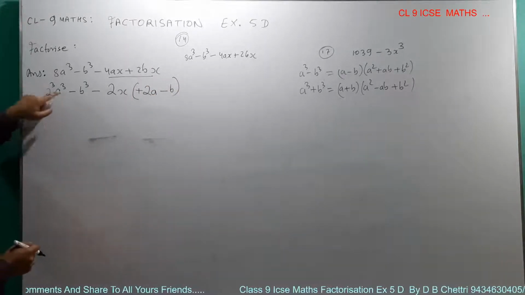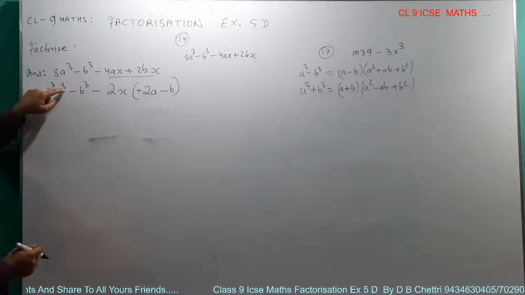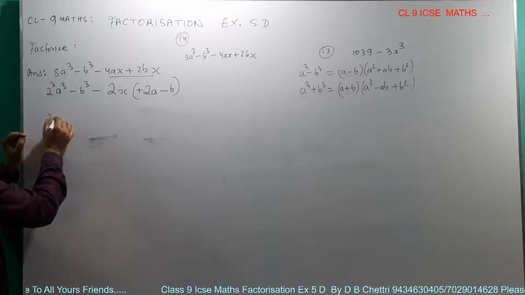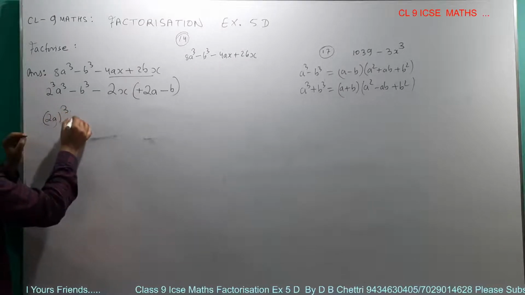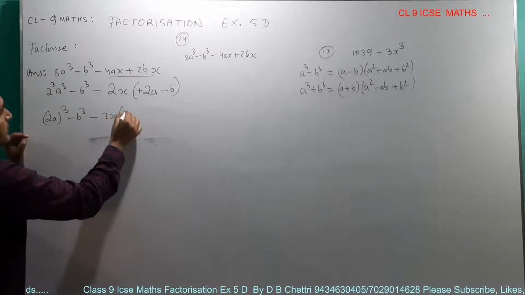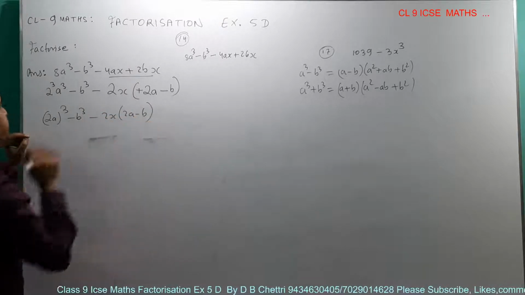Now the power is the same. 2a cube, b cube is there. We can take them common power. That means (2a)³ minus b³ minus 2x(2a minus b).